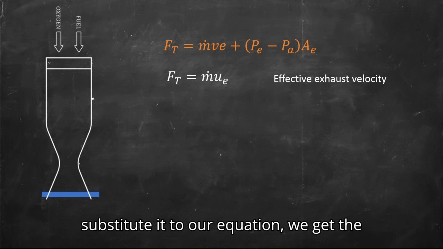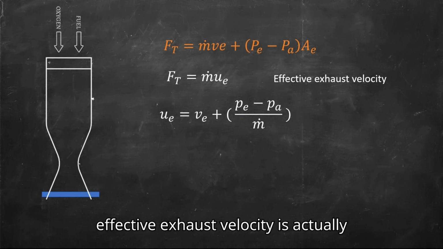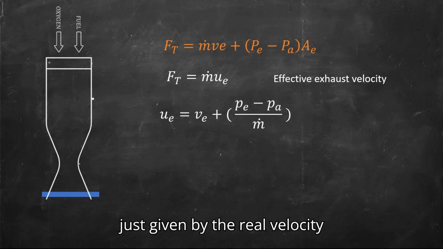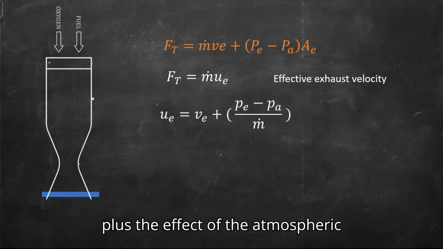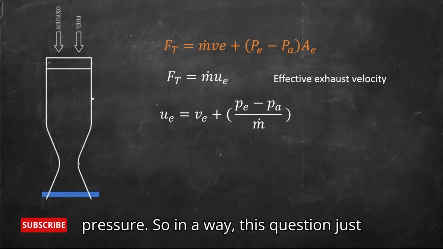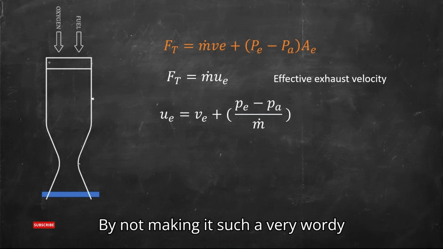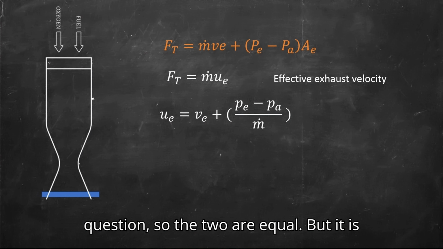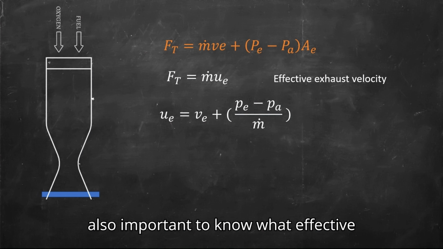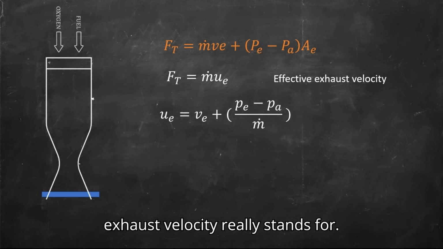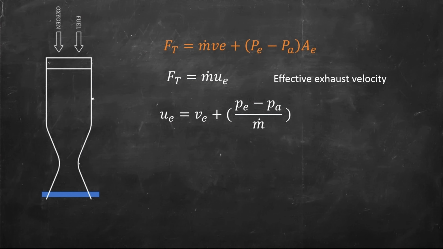If we substitute it into our equation, we get that effective exhaust velocity is actually just given by the real velocity plus the effect of the atmospheric pressure. So in a way, this equation just simplifies the other equation by not making it such a wordy equation. The two are equal, but it is also important to know what effective exhaust velocity really stands for.